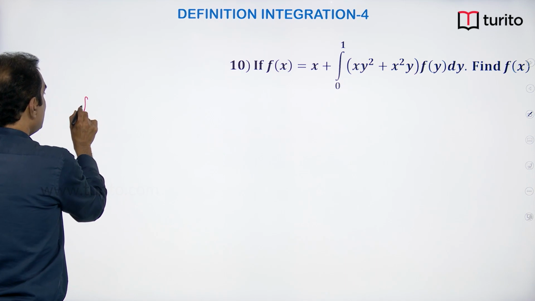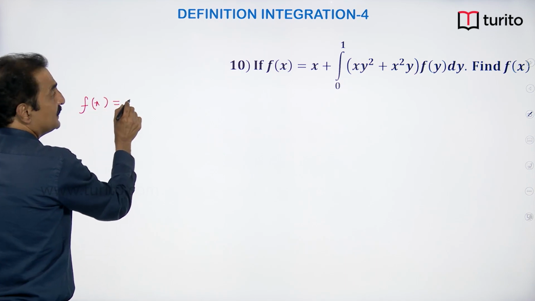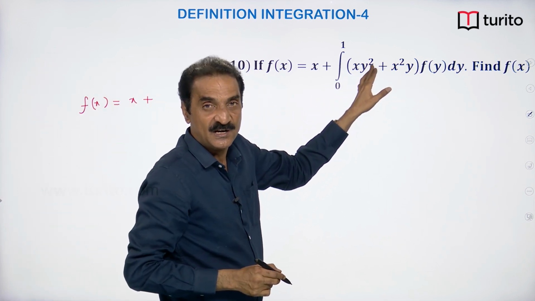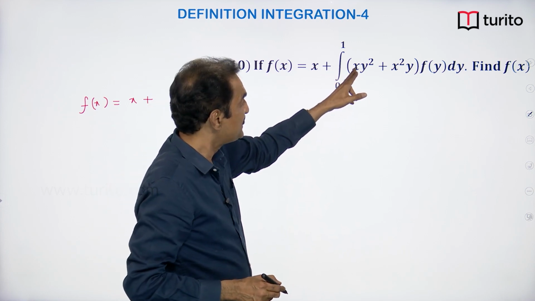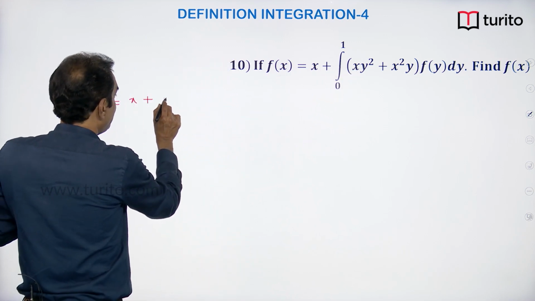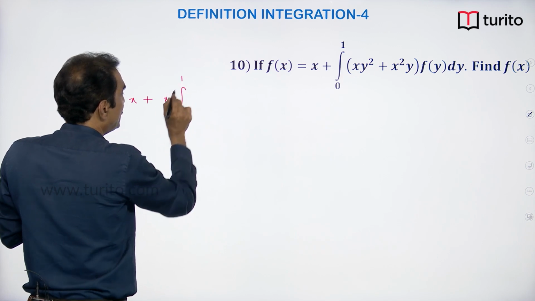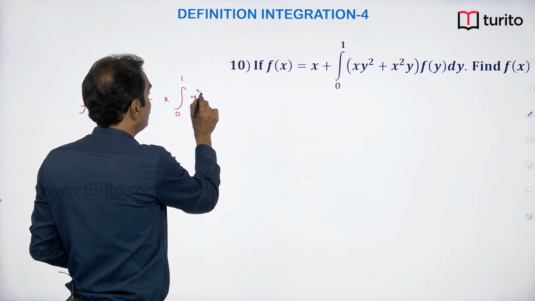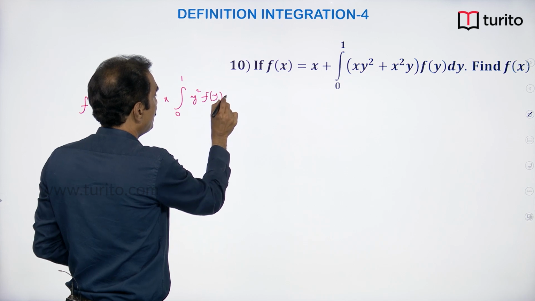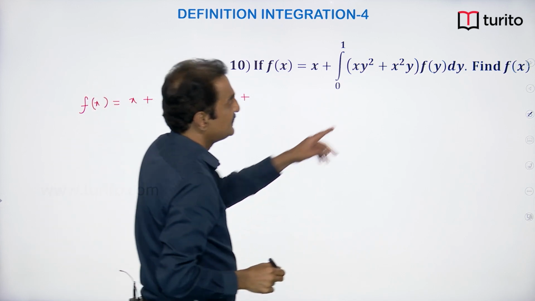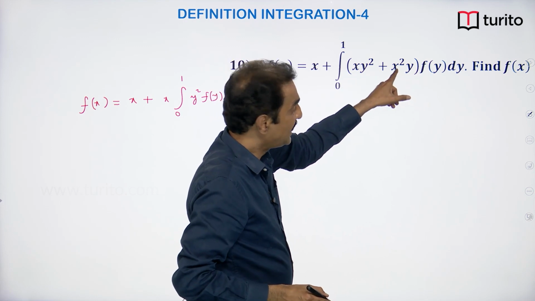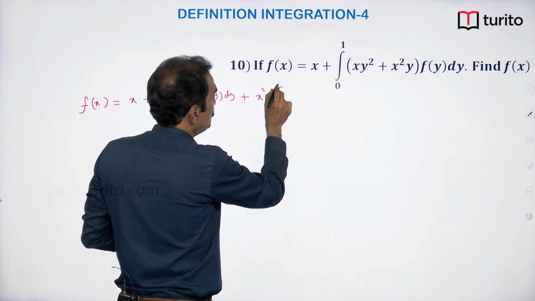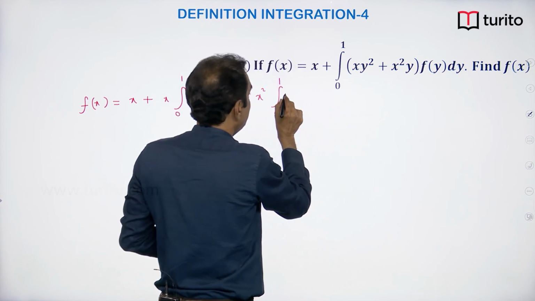So if you write f of x as x plus, you separate into two integrals, and from each integral take out terms of x. From the first integral you can take out x: x integral 0 to 1 y square f of y dy. Plus from the second integral you can take out x square: integral 0 to 1 y into f of y dy.